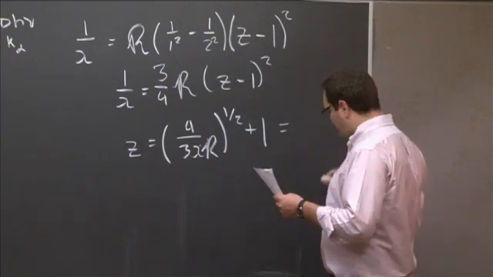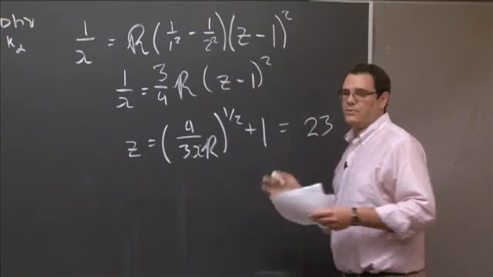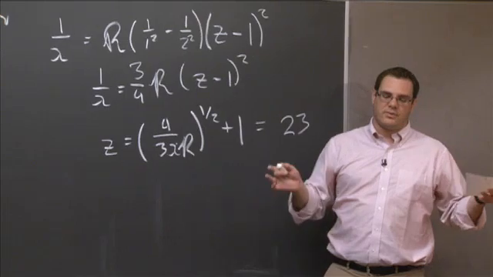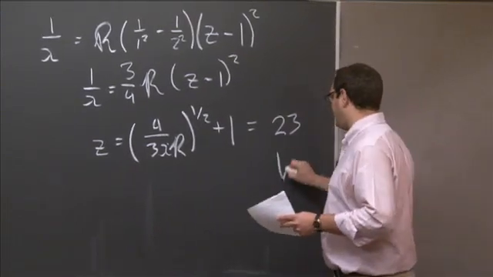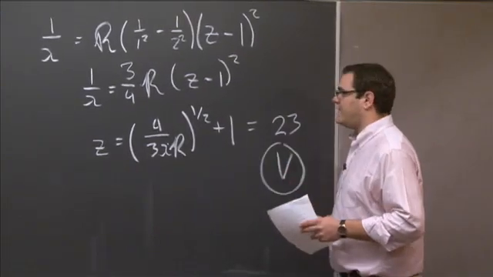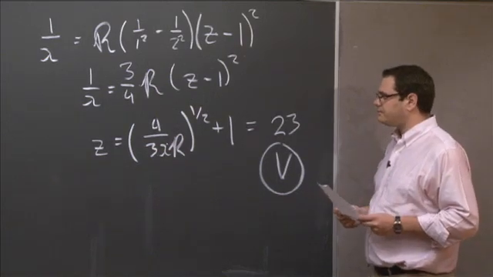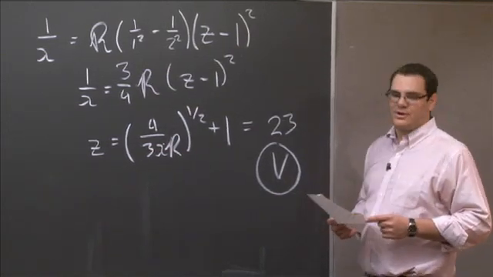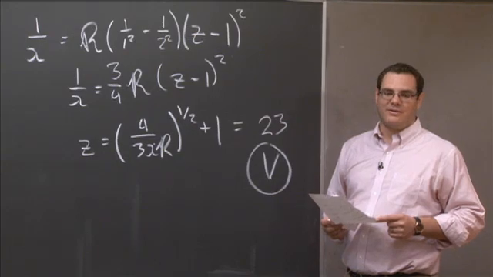And that's going to give you about 23. You might get 22.9, you might get 23.1. We're talking about 23. That's going to be vanadium. That's the answer to the first part of this problem. Okay, we're going to take a second and clean up and come right back and finish the problem.